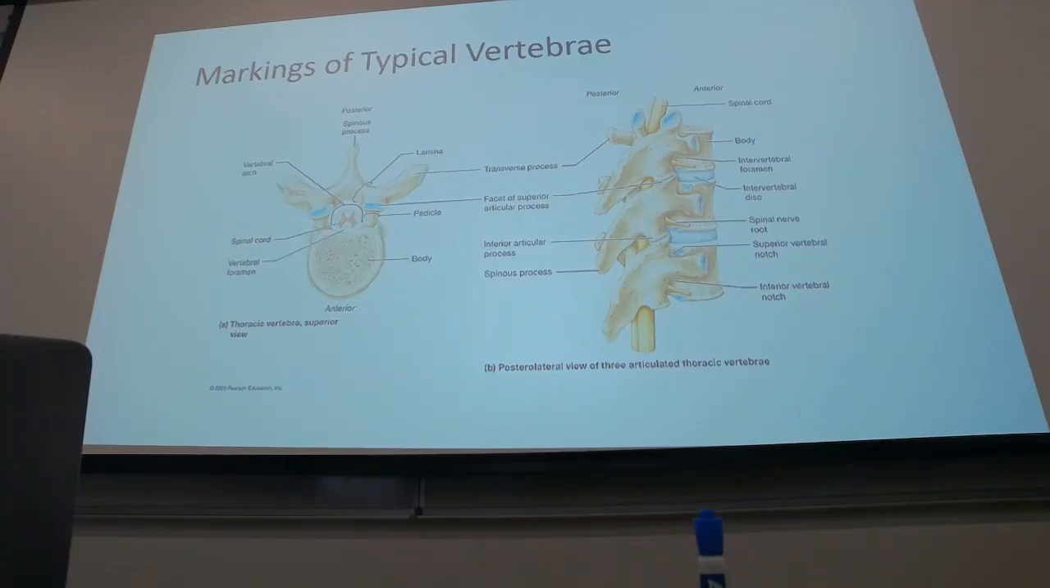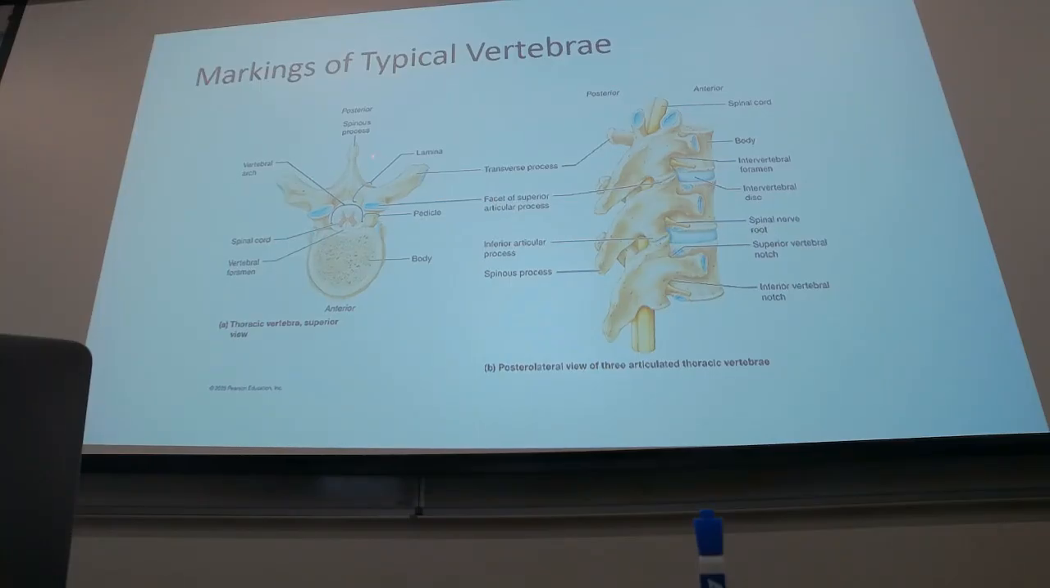Okay, so markings of the typical vertebrae. You have a body. This is the superior view, top view, so the body is anterior. You have three processes, one that goes to the back. This is the spinous process, the one that we can feel in the middle of our spine. This is the spinous process. And then two on the sides that are called the transverse processes.